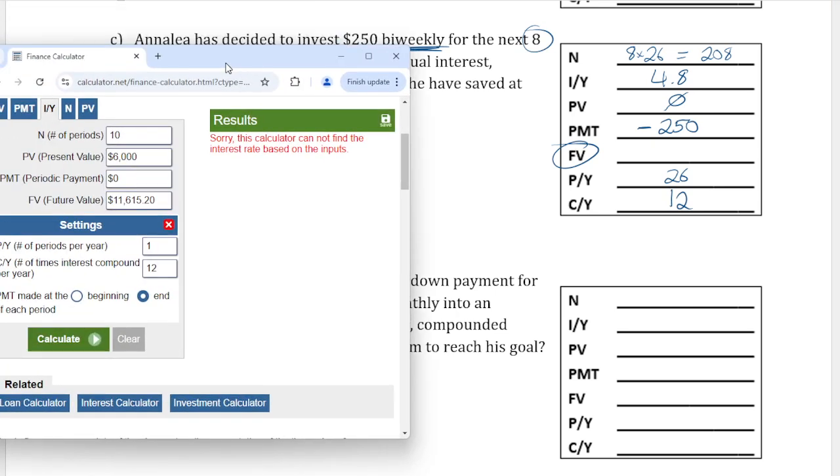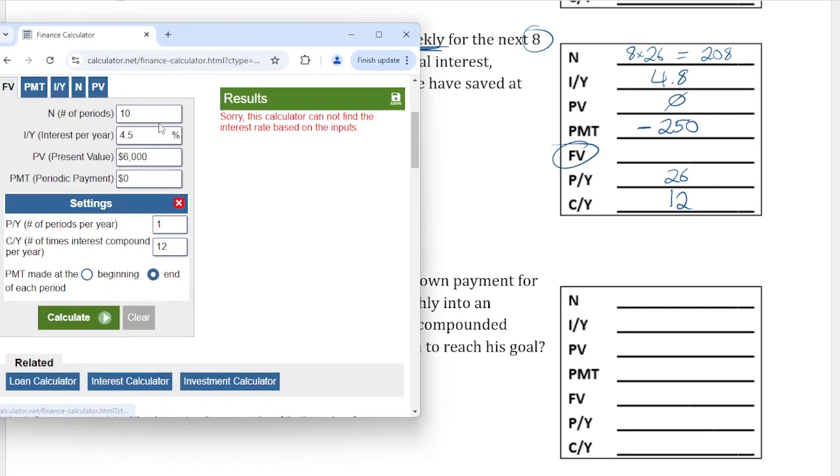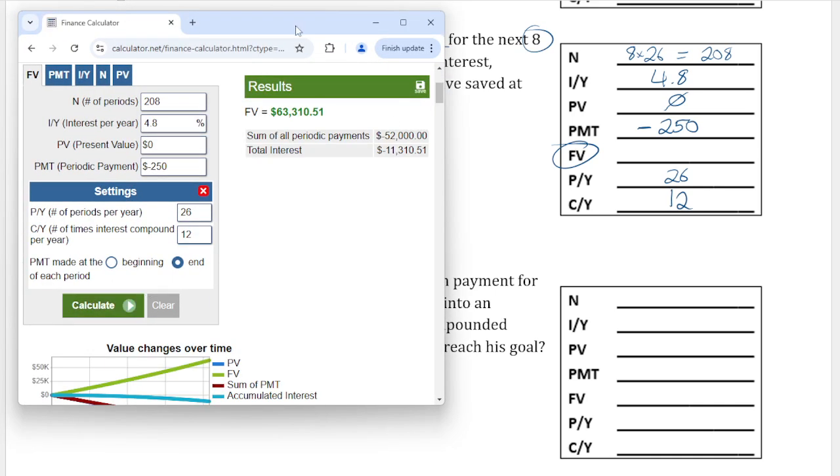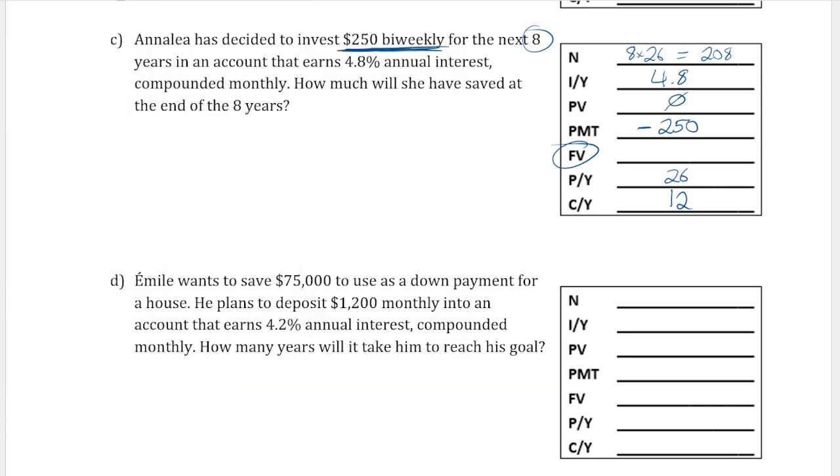We go to our calculator. We are solving for future value. 208 periods, 4.8%. 0 for present value, -250. 26 periods per year. Ooh, I didn't check. Did I check? Compounded monthly. All right. We hit calculate. We have $63,310.51. Future value equals $63,310.51.